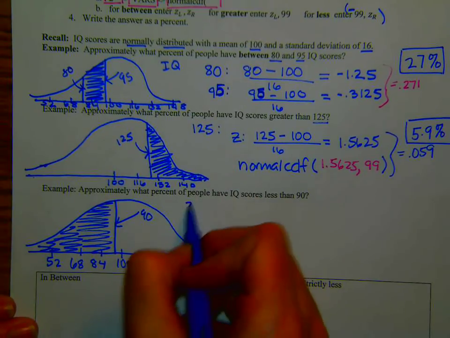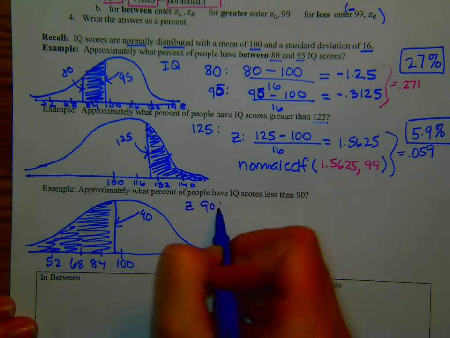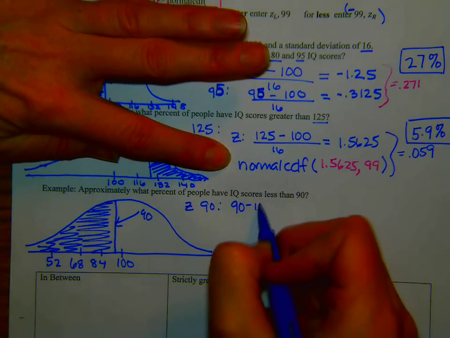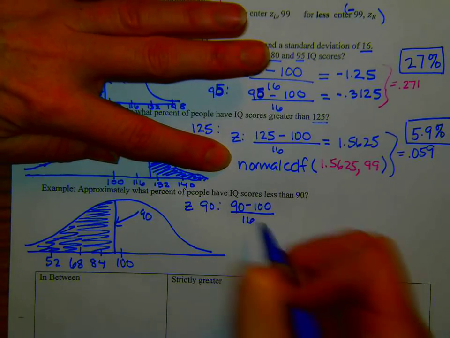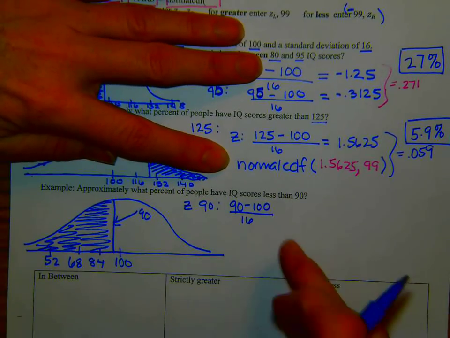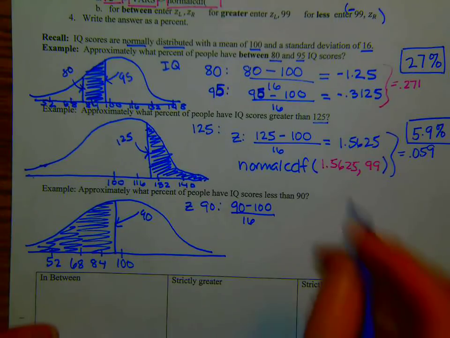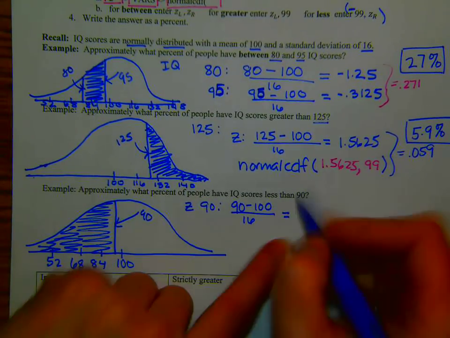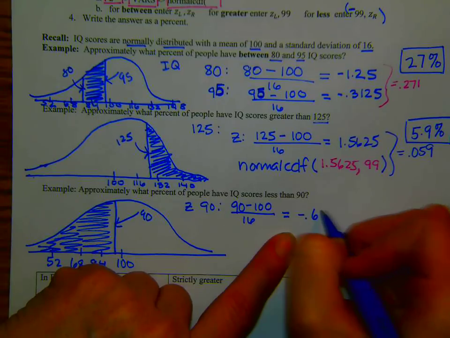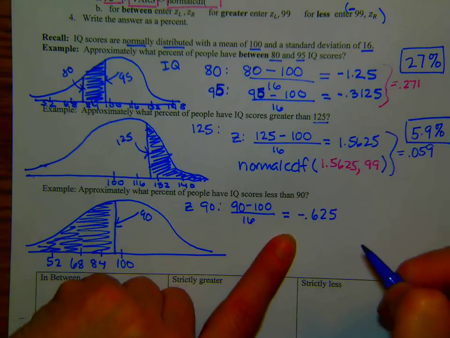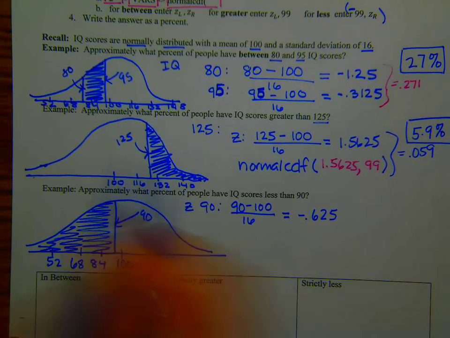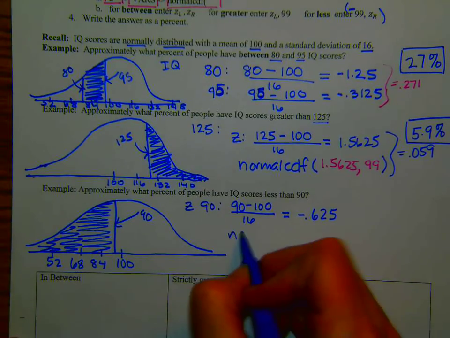Next, what's our step 2? Find a z-score. Z-score of 90. And finding the z-score, 90 minus 100 over 16. And that's negative 10 over 16, and we'll calculate that, and that's going to give us a z-score of negative 0.625. Okay, do that on your calculator. You're going to get negative 0.625, and what are we going to do with that?